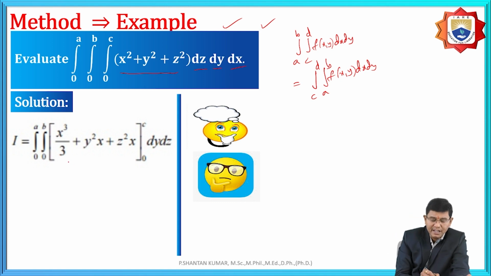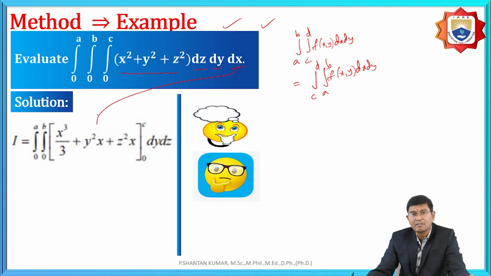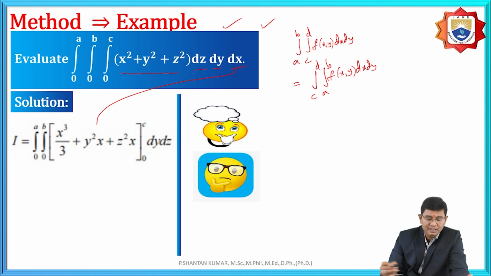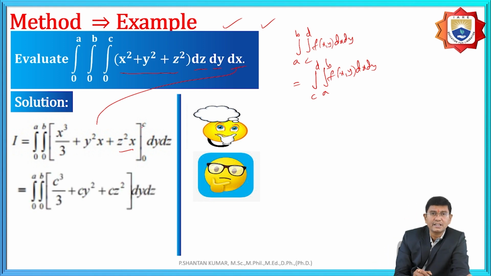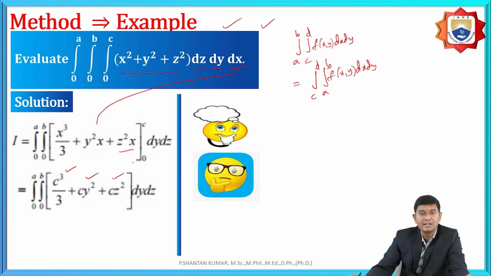But here, we did it by integrating with respect to x first. Therefore, integrating with respect to x, we get x cube by 3 plus y square into 1, integrating with respect to x is x, plus z square, integrating with respect to 1 is also x. Now again we need to replace x, with limits 0 to c. After replacement, the upper limit is c and the lower limit is 0. Therefore here it is c cube by 3 plus c y square plus c z square into dy dz.